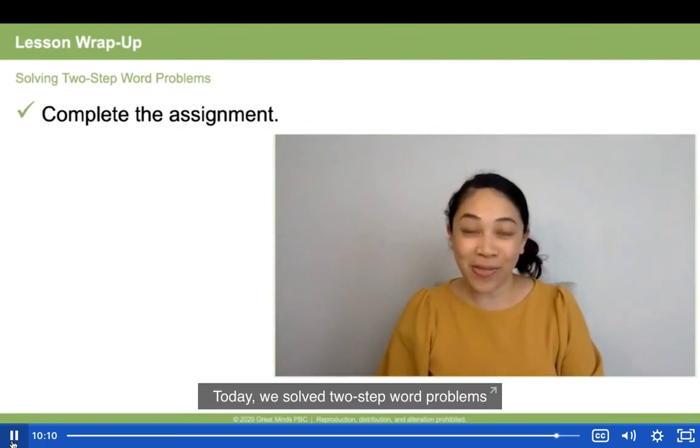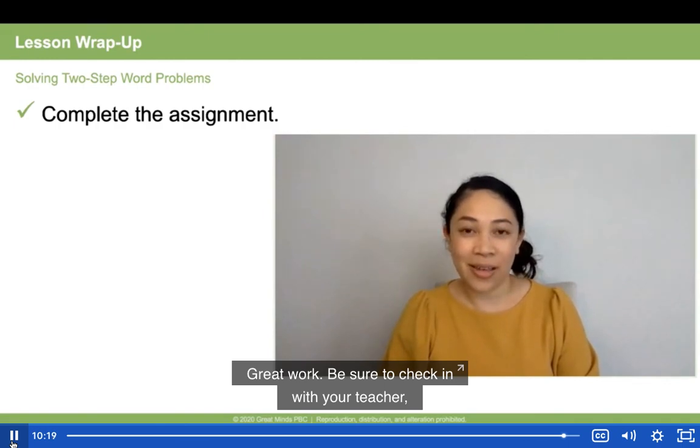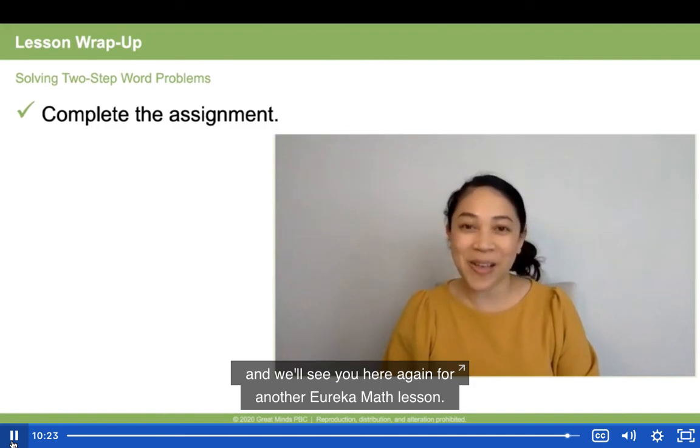Today, we solved 2-step word problems while using the standard subtraction algorithm fluently. Great work. Be sure to check in with your teacher, and we'll see you here again for another Eureka Math lesson.